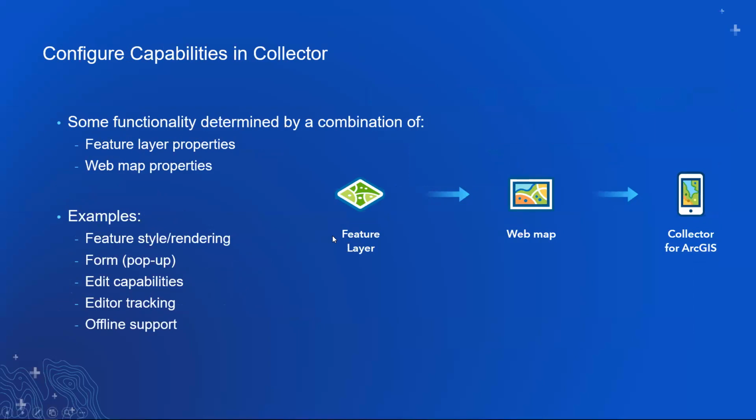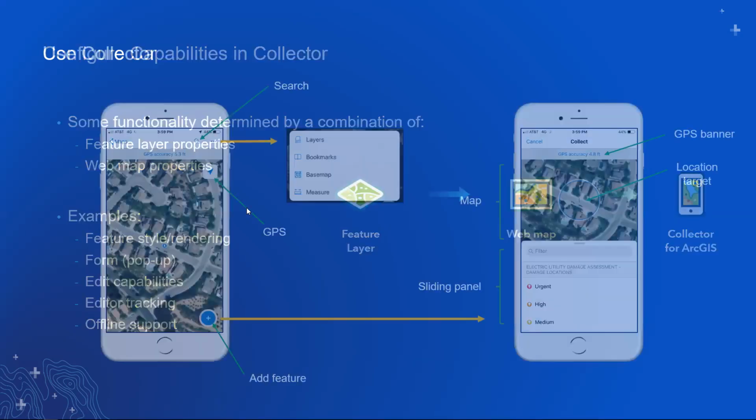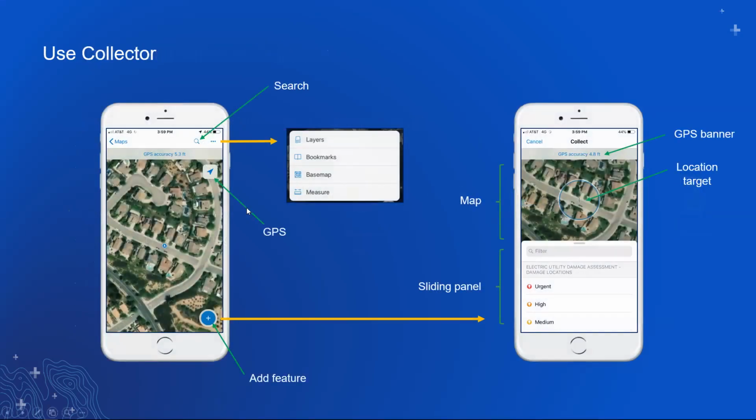Essentially, just as a quick recap, how were we able to launch Collector? Well, we create a feature layer, we embed that feature layer into a web map. That web map has an editable layer in it. It's shared with a particular group. We turn on some of the capabilities that we would like, maybe offline support or editor tracking, and then we're able to launch Collector and start to work with it right away.